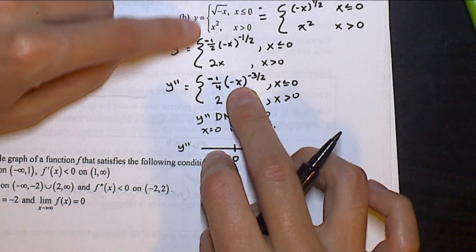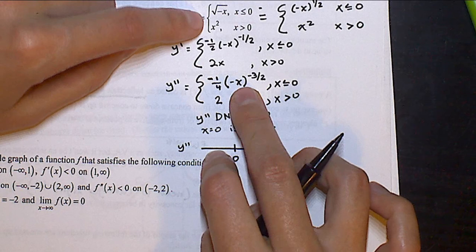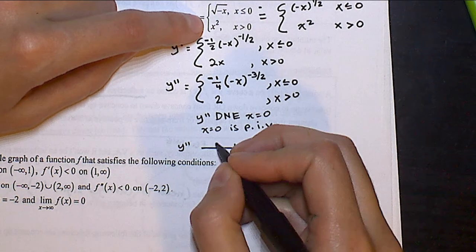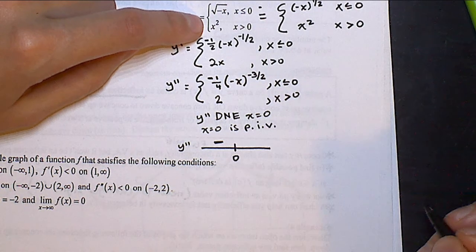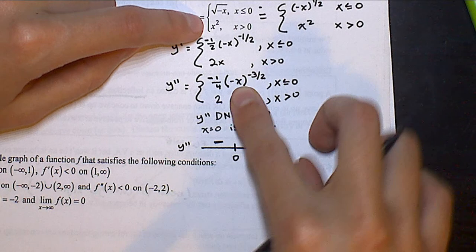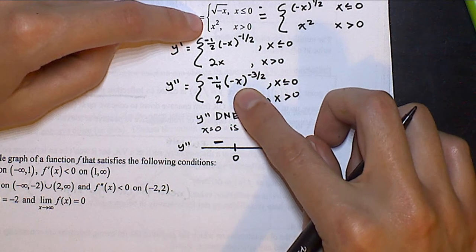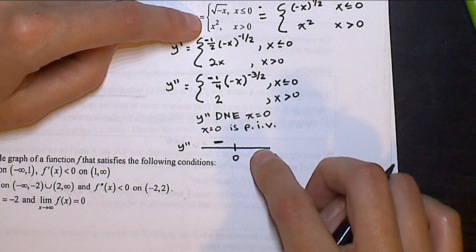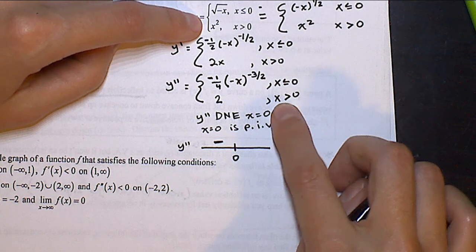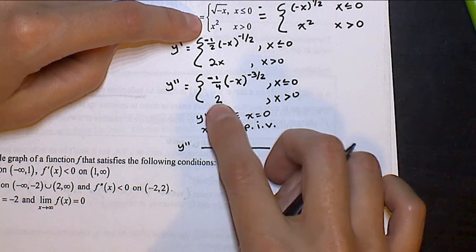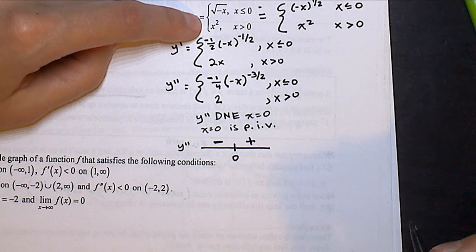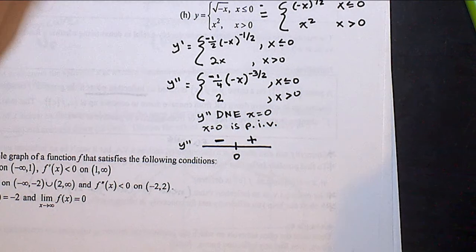+1 to the -3/2 is still just +1, times -1/4 is a negative number. Use a calculator. Go ahead, use a calculator, check my work. And then if I plug in x equals 3, 3 is greater than 0, so I use the bottom function. It's always 2, so that's positive. My little sign chart is done.